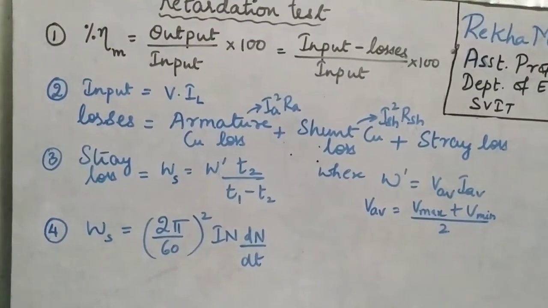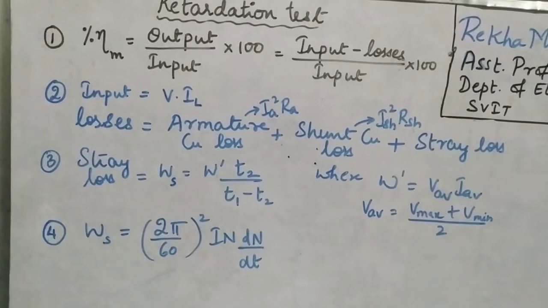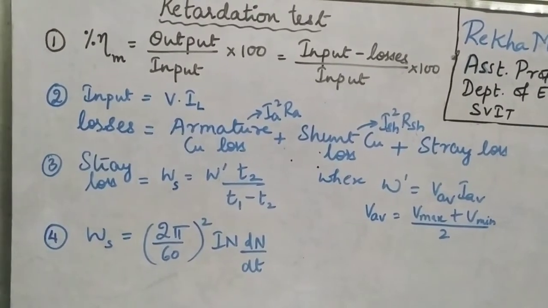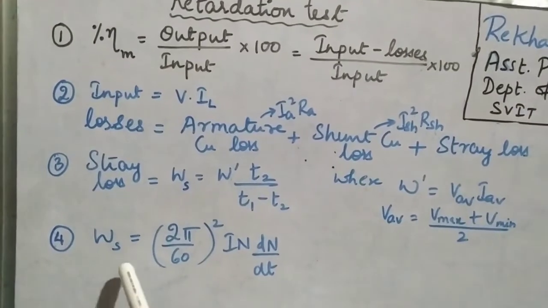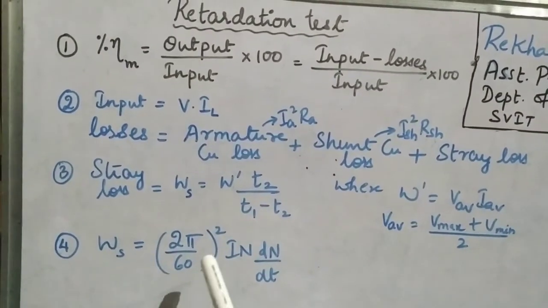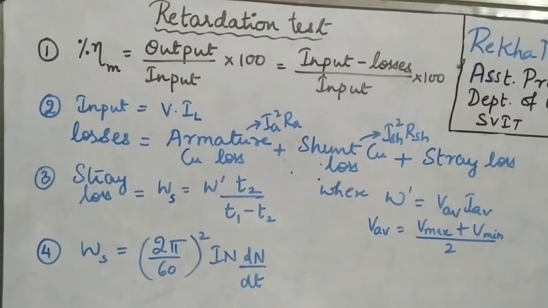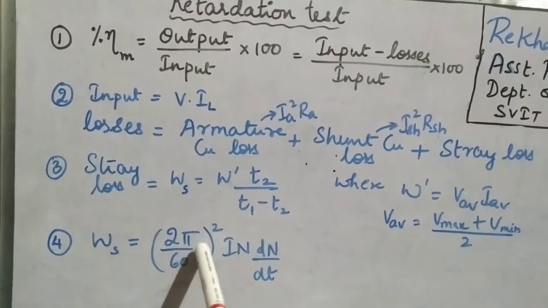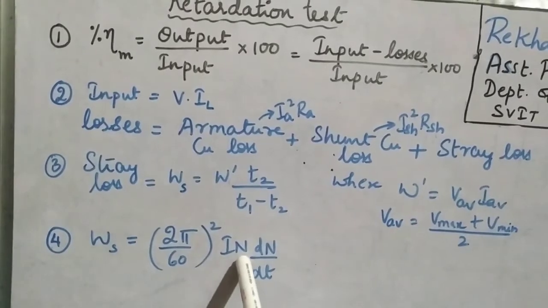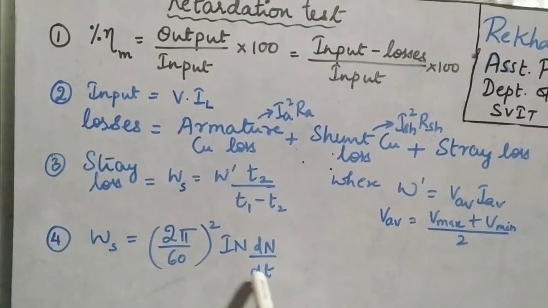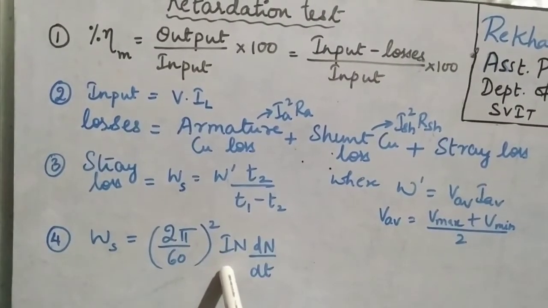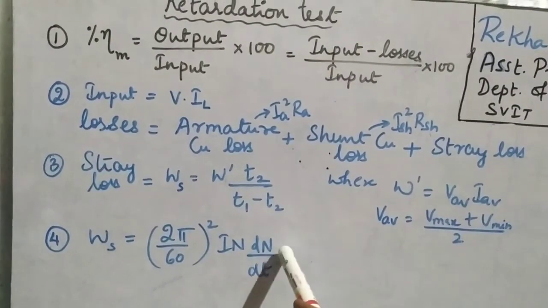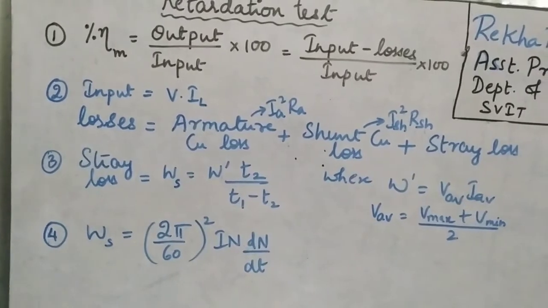Apart from that, sometimes they will ask you to determine the moment of inertia. To obtain that, we can utilize the formula which we used during the derivation of the retardation test. That is, Ws can be given as (2 pi by 60) whole square into I into n into dn by dt. So I will be the unknown parameter, that is the moment of inertia, and n is the speed, and dn will be the change in the speed.